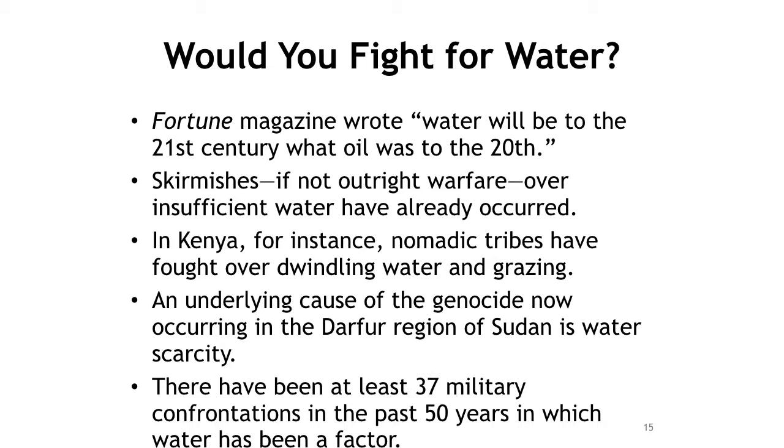Although they haven't usually risen to the level of war, there have been at least 37 military confrontations in the last 50 years in which water has been at least one of the motivating factors. Water can also be used as a weapon. Saddam Hussein cut off water flow to the massive Iraq marshes as a way of punishing his enemies among the marsh Arabs. Drying of the marshes drove 140,000 people from their homes and destroyed a unique way of life. It also caused severe ecological damage to what is regarded by many as the original Garden of Eden.